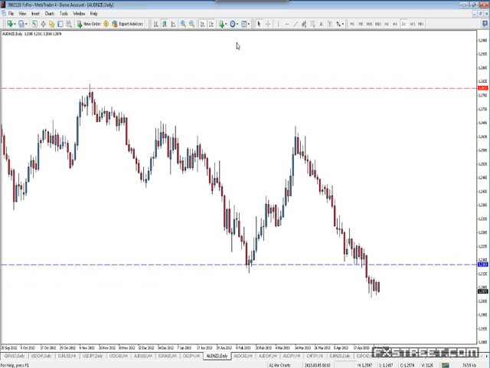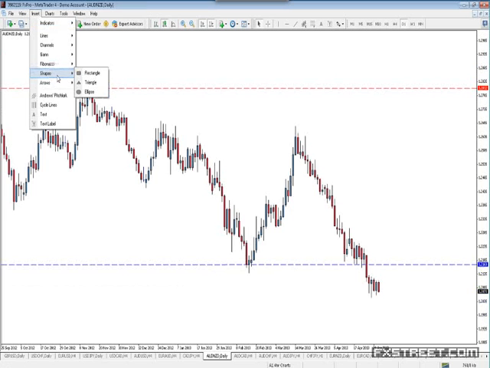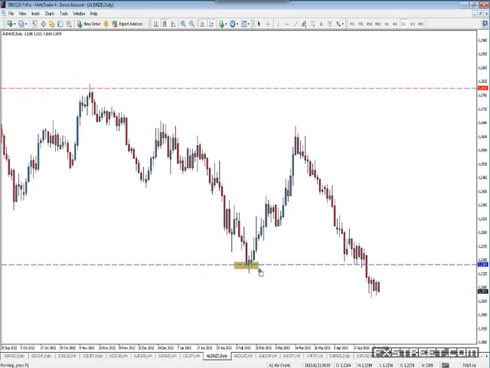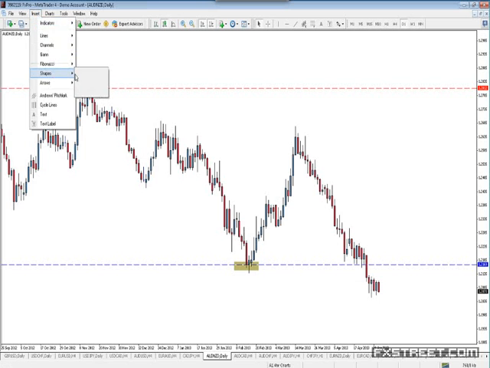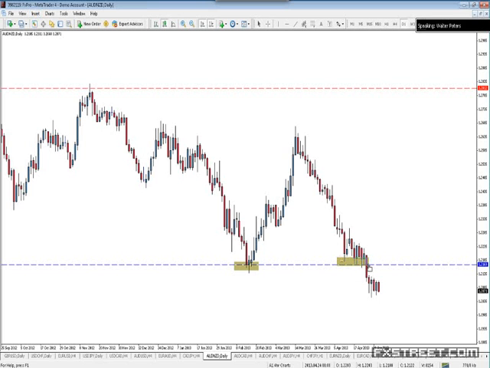Here's the thing. The market gave us support here, and then it gave us support here, right? So this was support, and this is 1.2169 on the Aussie Kiwi daily chart. So we would be looking for a nice setup here.